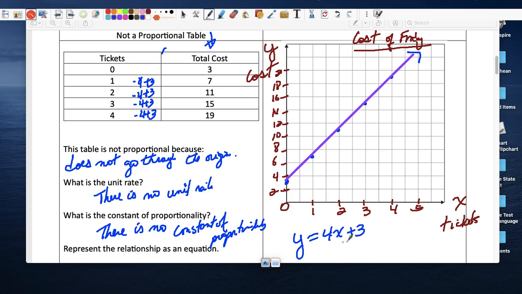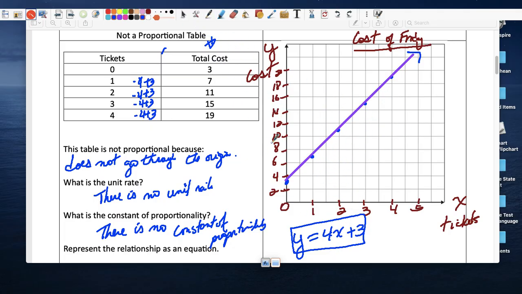So notice that this was different. The previous equation from the previous problem, when the relationship was proportional, it was just y equals 4x. There was no plus anything. You're not paying for parking or extra food or anything. You were just paying for the tickets. When it's non-proportional, it's going to have something different. It's not going to be in the format of just y equals the constant of proportionality times x. Okay, so here's the equation that represents this relationship.